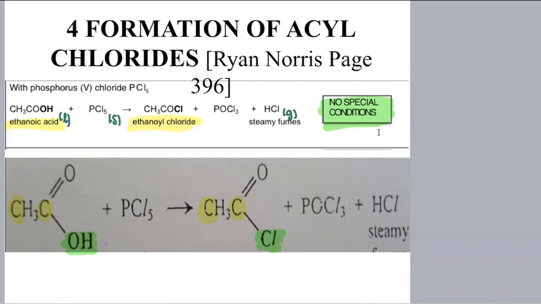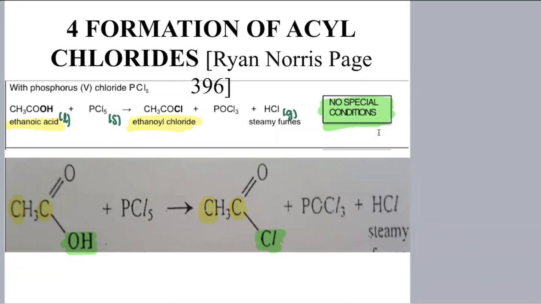So this can be used as a test. As a matter of fact, this reaction is also used as a test for alcohol. Now you know alcohol and carboxylic acid can react with PCl5. How do you observe it? You will see steamy fumes, or sometimes they say white fumes. So that steamy fume is your hydrogen chloride gas.